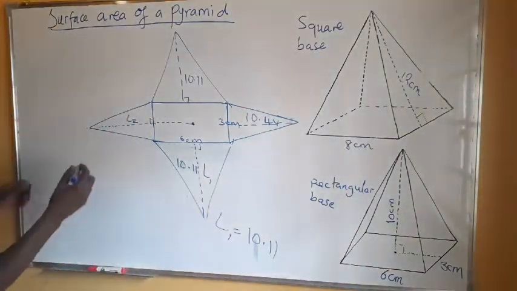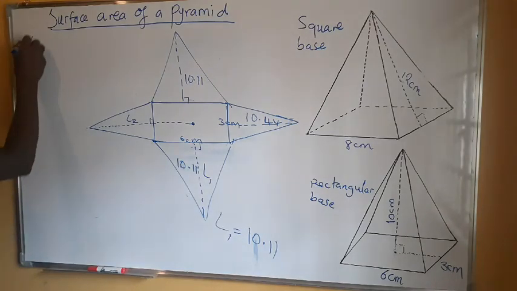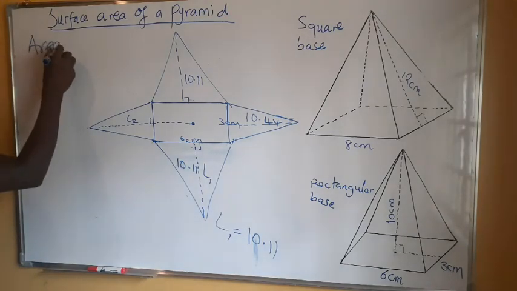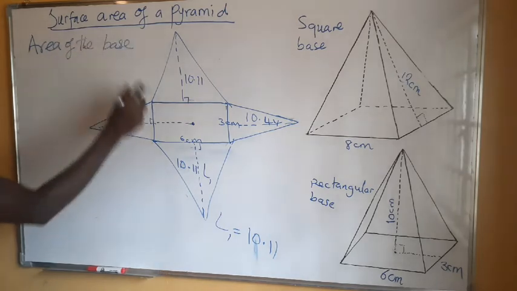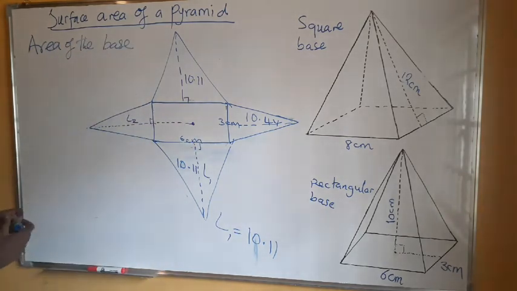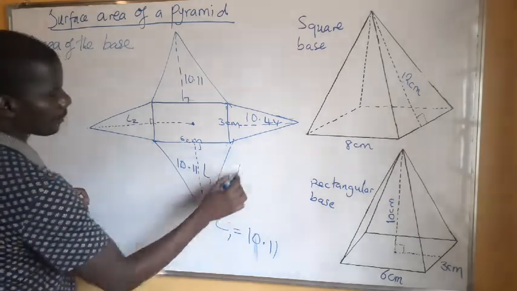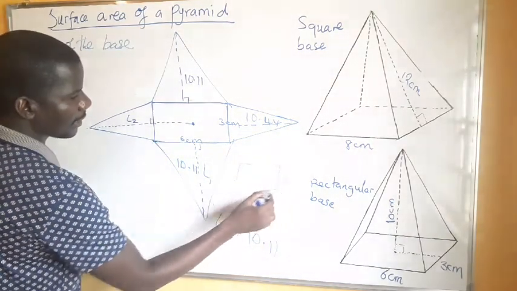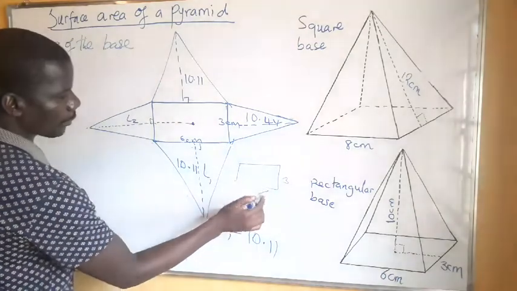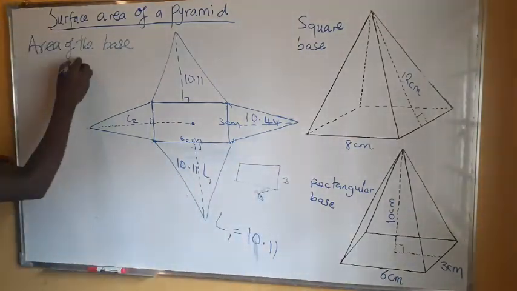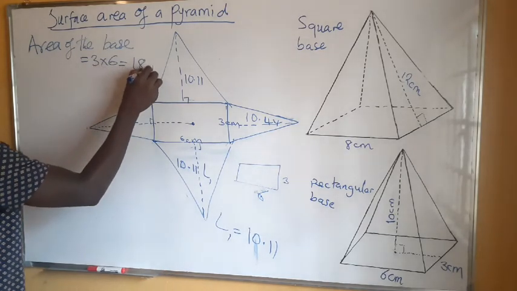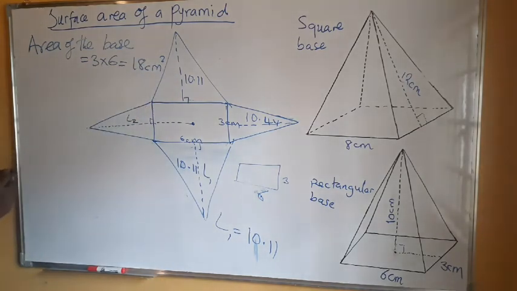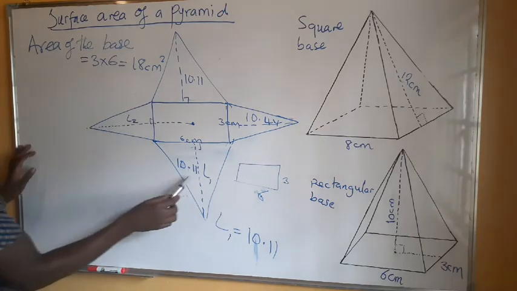So I'll start with the area of the base. Our base is a rectangle, which is, this is 3 and this is 6. So we multiply 3 multiplied by 6. What do we get? 18 centimeters squared. Okay?